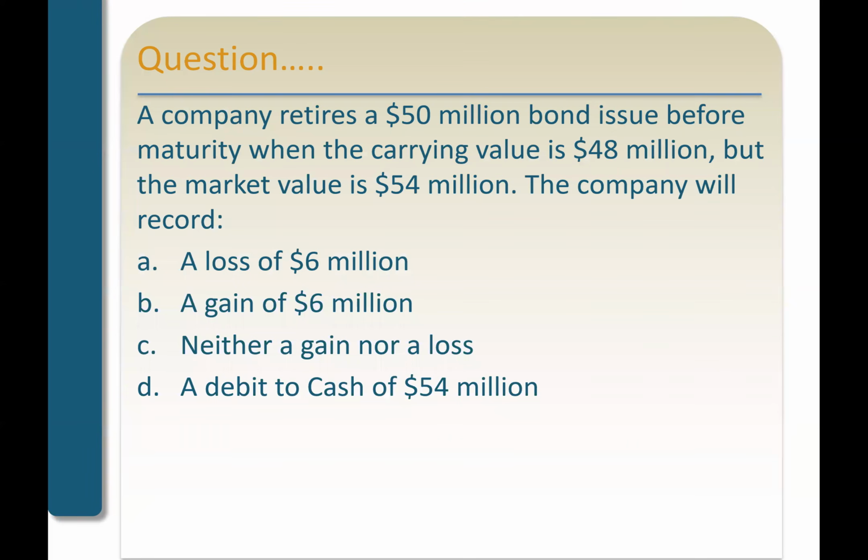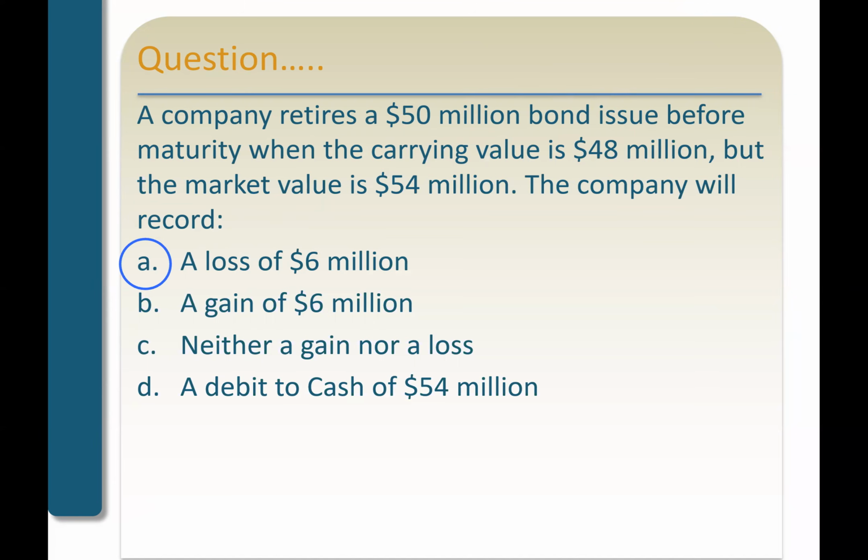Who wants to take this one? A company retires a 50 million bond issue before maturity when the carrying value is 48 million and the market value is 54 million. The company will record what? Is it B? No, it's A.